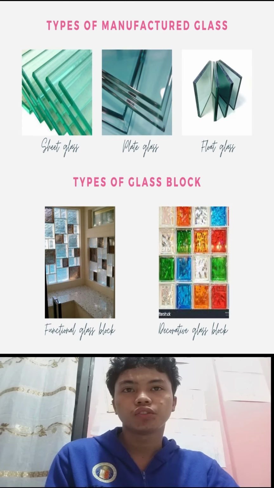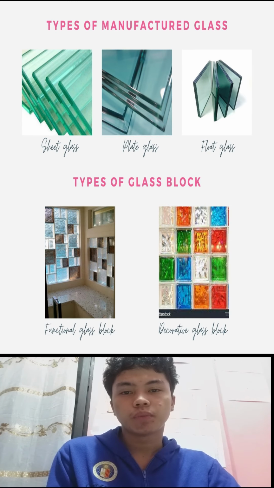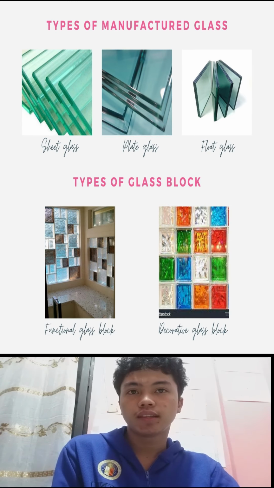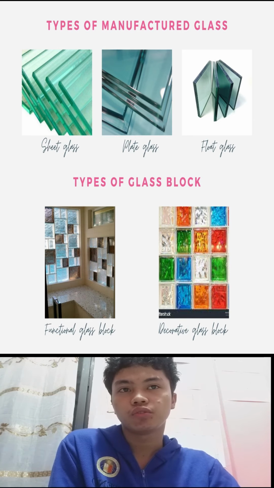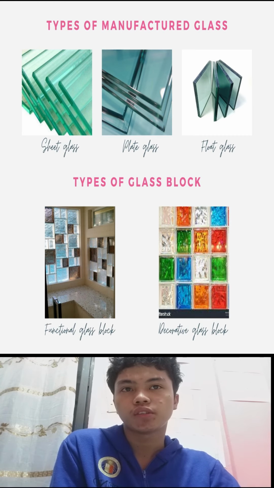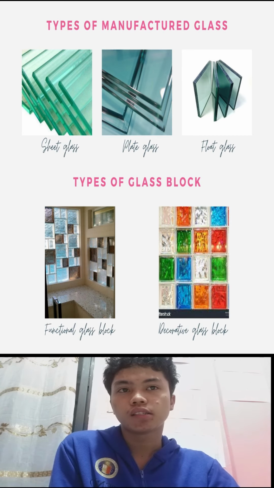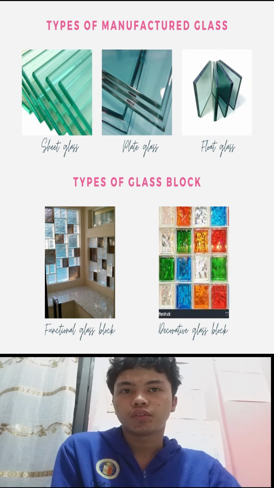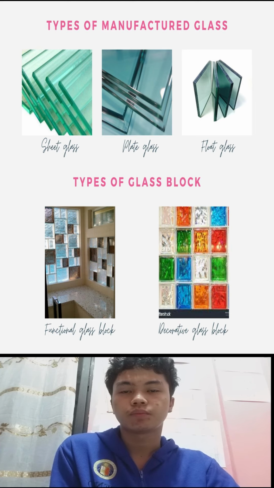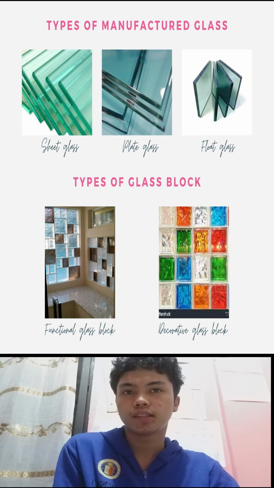Types of manufactured glass. There are three types of manufactured glass: sheet glass, plate glass, and float glass, which is initially produced in a plain form, commonly used for architectural and automotive purposes such as windows, glass doors, transparent walls, and windscreens. It is almost the same in terms of appearance, but it has its own uniqueness in terms of components and manufacturing process. First, sheet glass.